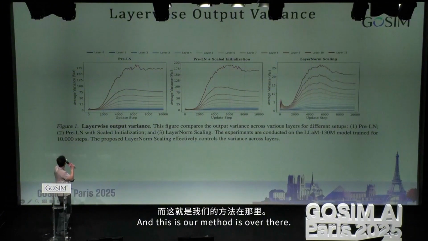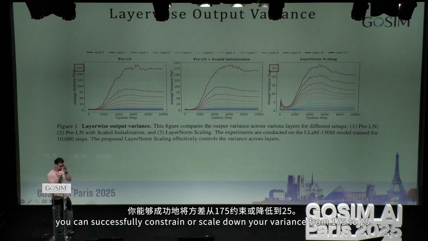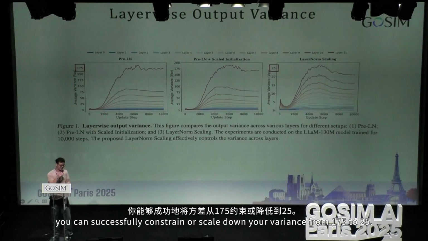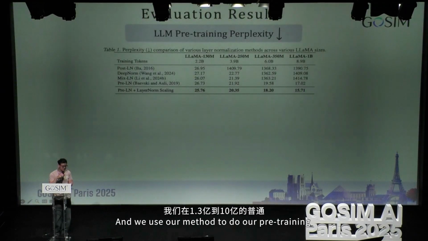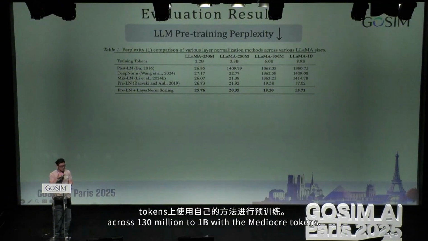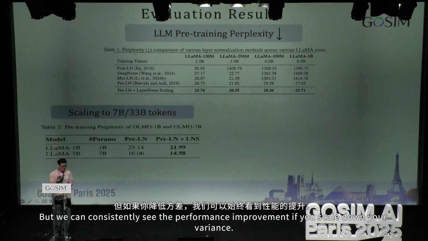And this is our method over there. And you can see after applying our method, you can successfully constrain or scale down your variance from 175 to 25. And we used our method to do our pre-training across 130 million to 1B with a modest number of tokens. We cannot afford more. But we can consistently see the performance improvement if you scale down your variance.